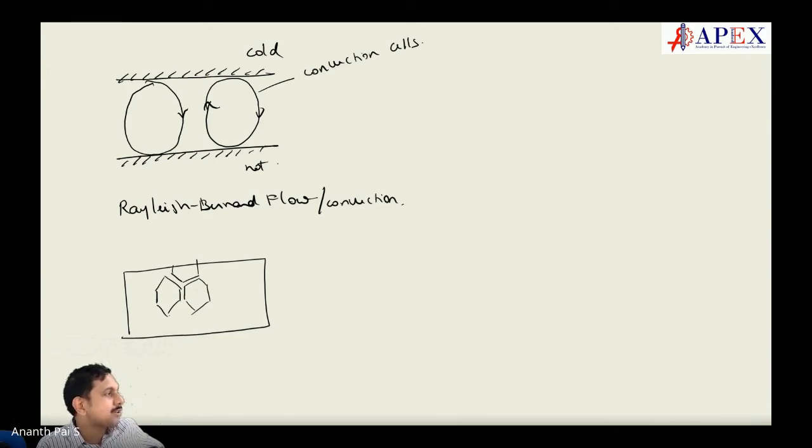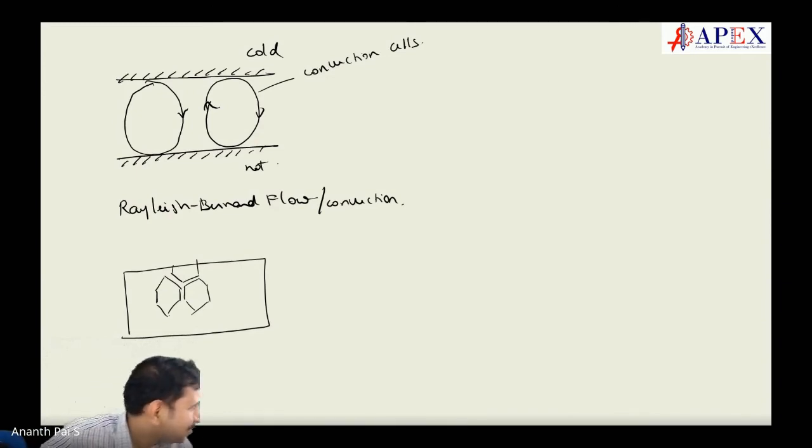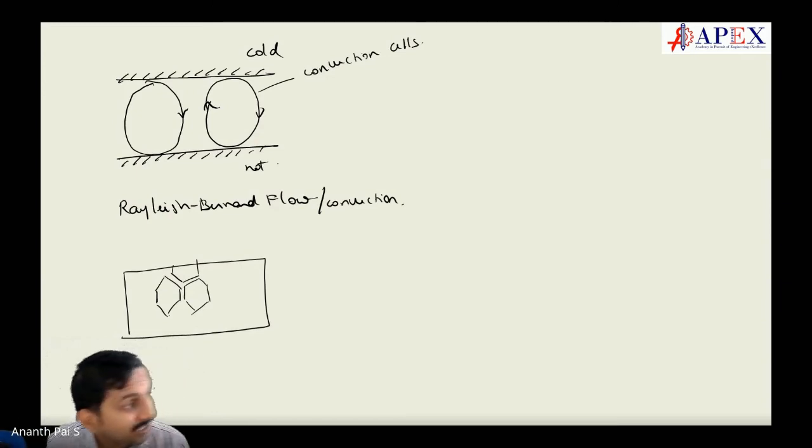Then there is something called Marangoni convection, which works on the difference in surface tension. Surface tension is a function of temperature, so because of that there is Marangoni convection, which is very important in microfluidics, because surface tension is pronounced in microscopic systems. So, lot of scope.